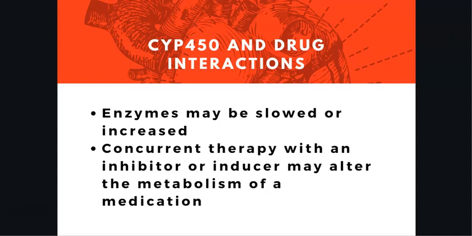Now, CYP450 drug interactions. Enzymes can be slowed, which is considered inhibited, or increased, which is induced. We need to know which medications can do that, and that is so many. We're not going to get into that in module 1. I just want to introduce you to CYP450. Concurrent therapy with an inhibitor or inducer may alter the metabolism of a medication. So that's why, if these drugs aren't working, maybe it's something with the CYP450 enzymes.